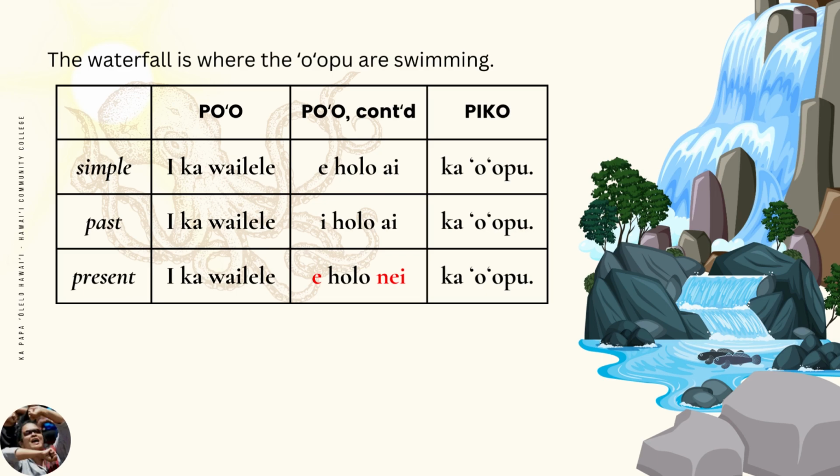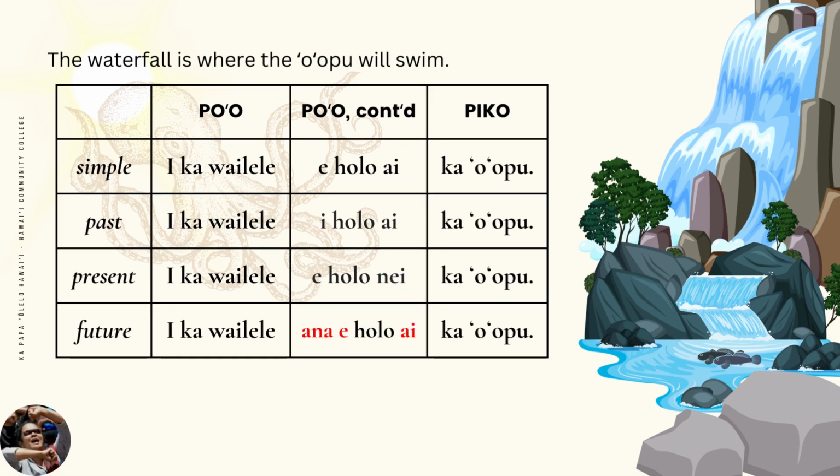Present tense is e painu nei. The waterfall is where the hoʻopu are swimming. I ka lele e holo nei ka hoʻopu. Future tense is ana e painuai. The waterfall is where the hoʻopu will swim. I ka lele ana e holo ai ka hoʻopu.